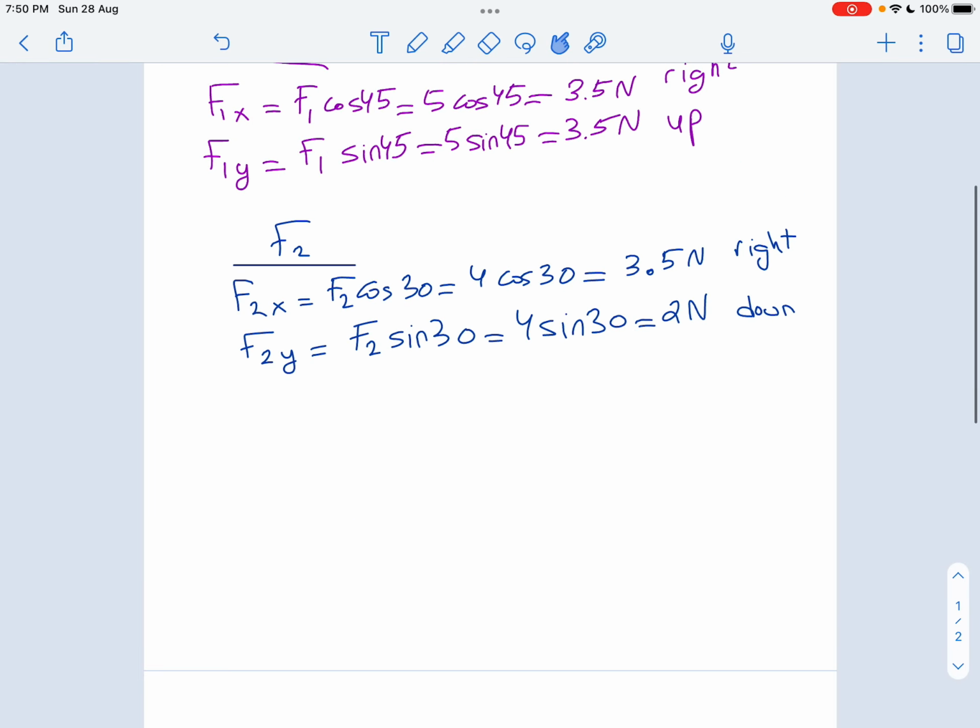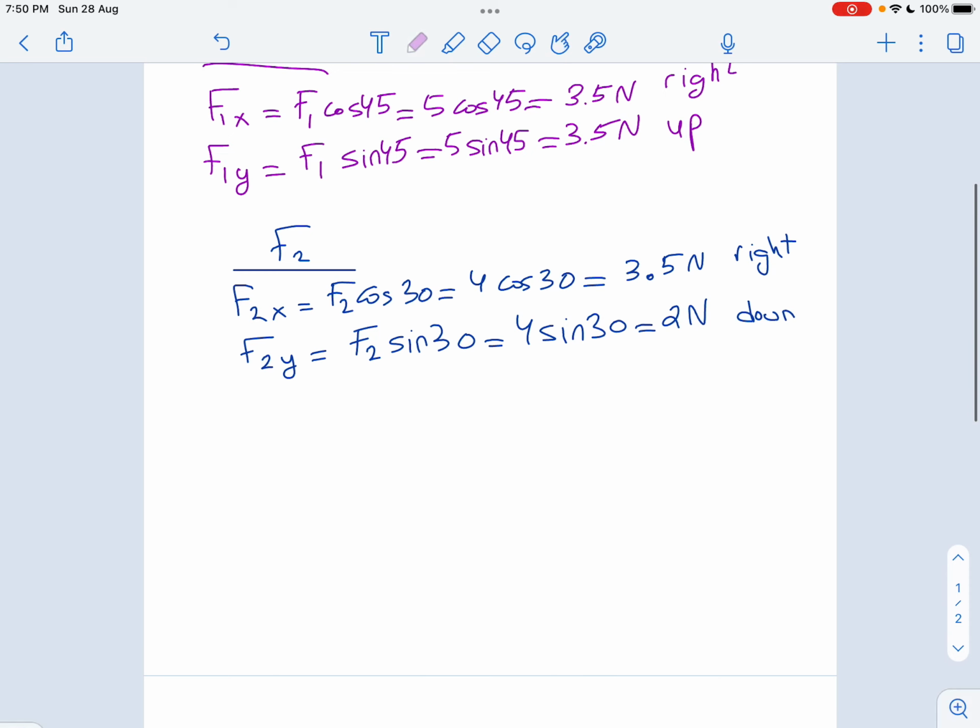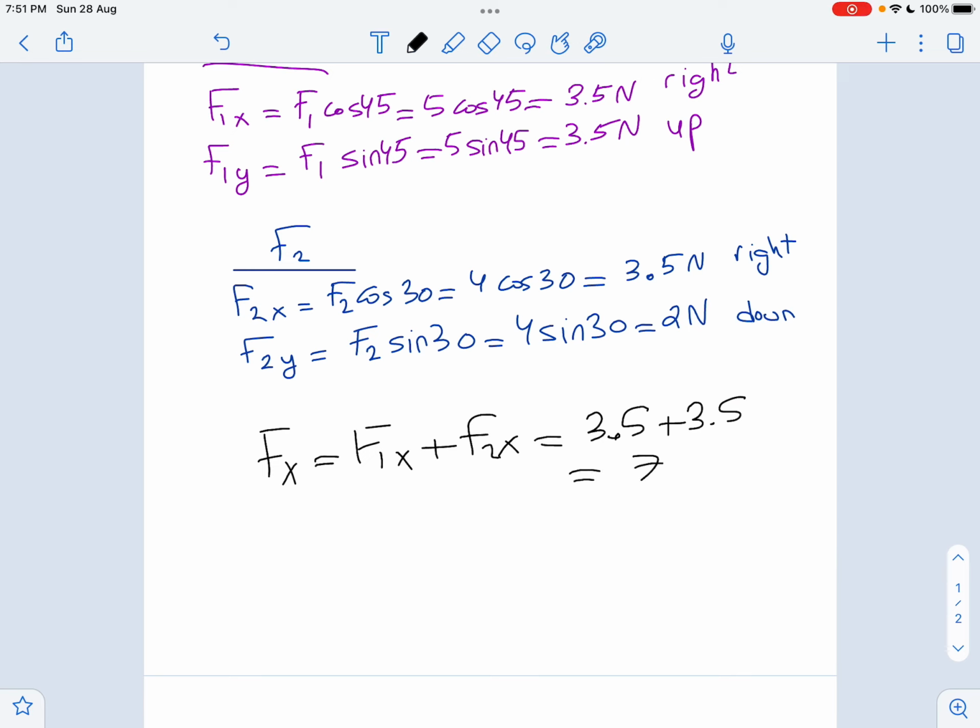Now, since we found the x and y components, you add the x alone and the y alone. So Fx will be F1x and F2x. So it's going to be 3.5 plus 3.5, and you will get 7 newtons in that case. Fy, it's going to be 3.5, it's positive, but minus 2 because the 2 is down. So it's going to be 1.5 newtons.